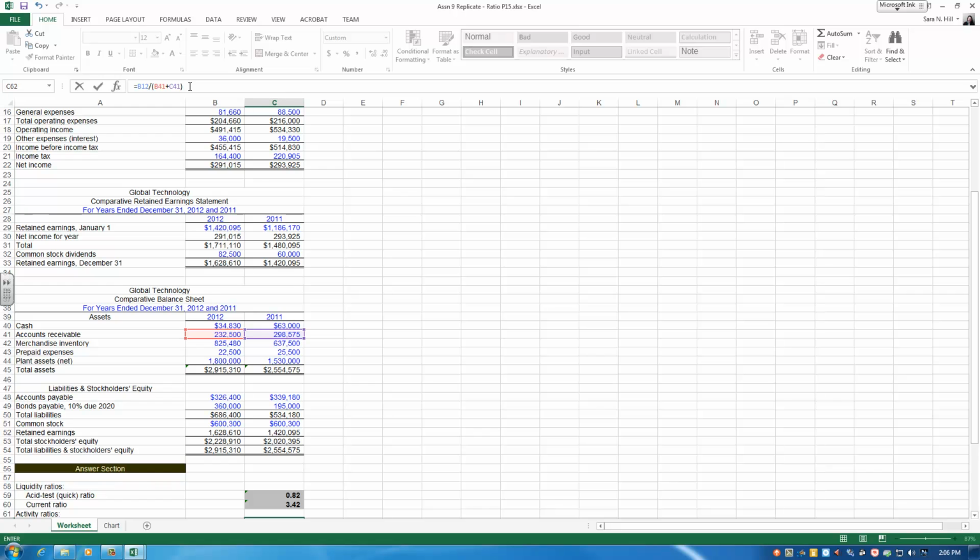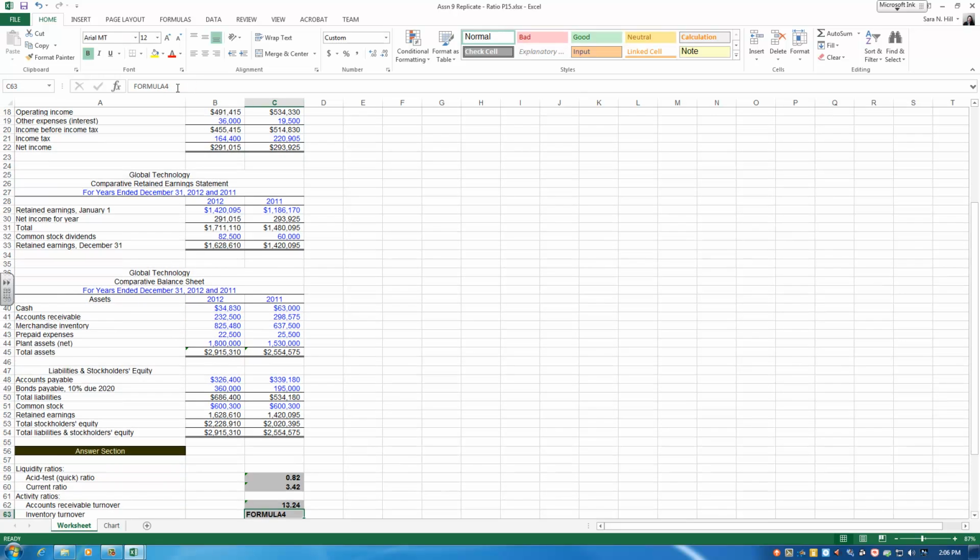And I'm going to actually need two sets of parentheses because I want to add these together. Then I want to divide by 2 to get my average. So now we've got it all nestled into one set of parentheses here for our denominator. We've got another set of parentheses to do the first part of our equation. So if we hit enter, we should get 13.24.